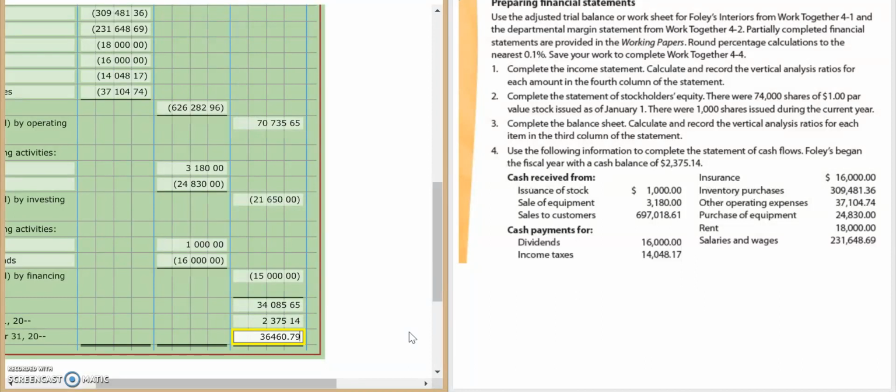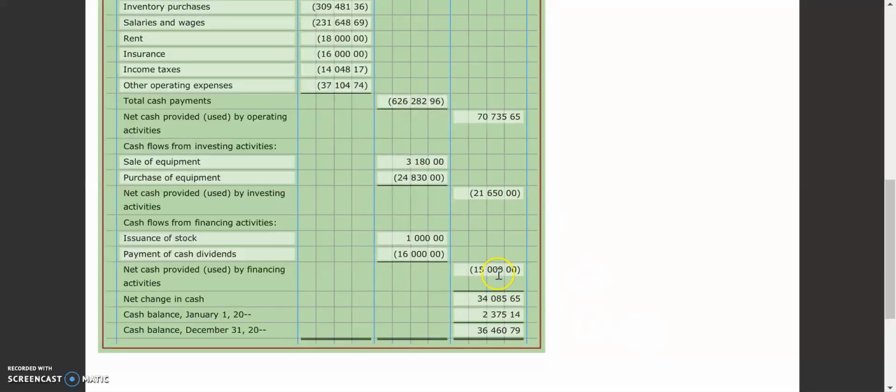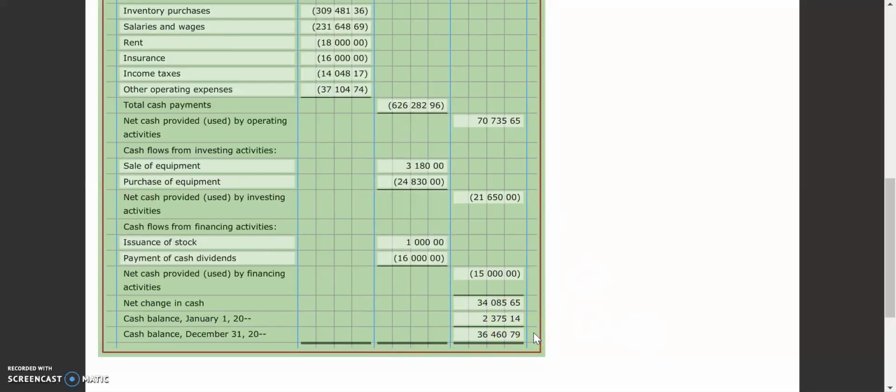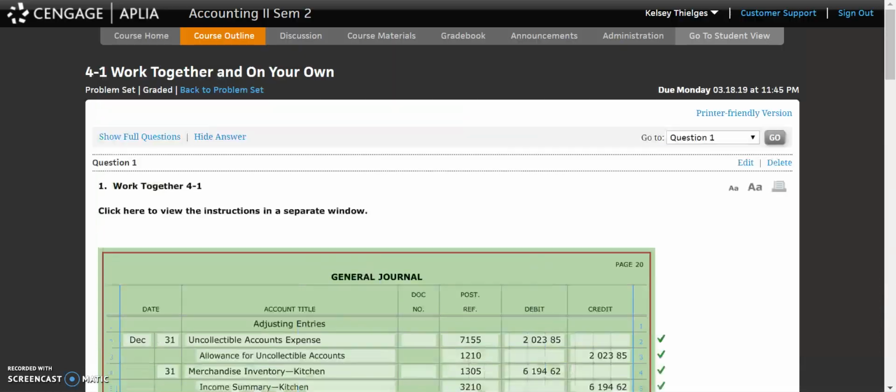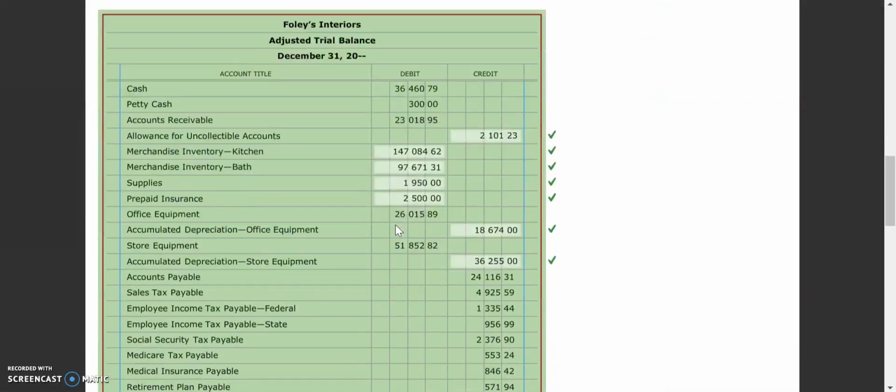So, kind of nice to do. The other thing that I just want to show you is when you're done with this, I'm going to make this bigger again. When you've completed your statement of cash flows, this $36,460 should be the same number as your adjusted trial balance here for your amount of cash. If it's not, that means that you maybe put some things in the wrong places, or that you could have had an error. So that's another quick way to check to see if you are on the right track.